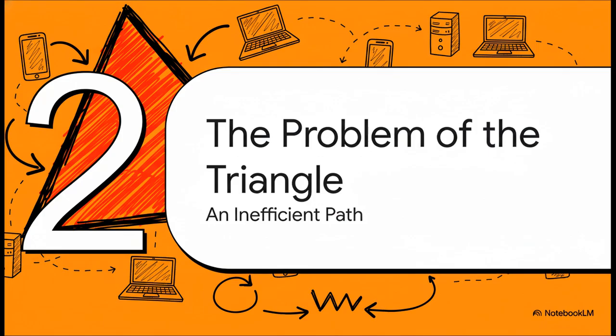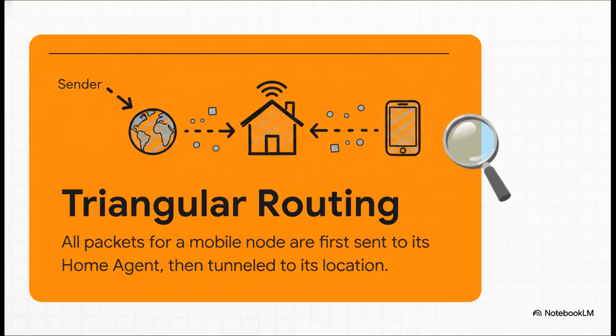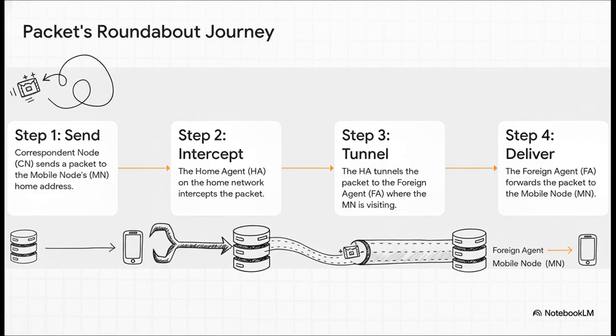It's a problem with a really descriptive name, triangular routing. Let's take a look at how this wacky triangle gets formed. At its core, the rule's pretty simple and pretty strange. To find you, the network always has to go back to your home base first. Every single data packet that's meant for your mobile device gets routed all the way to your home agent, no matter where you are in the world. And only then does it get forwarded to you. And this multi-step journey is where all the inefficiency comes from.